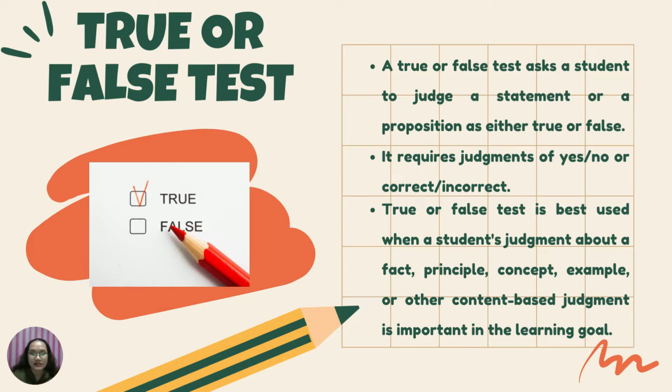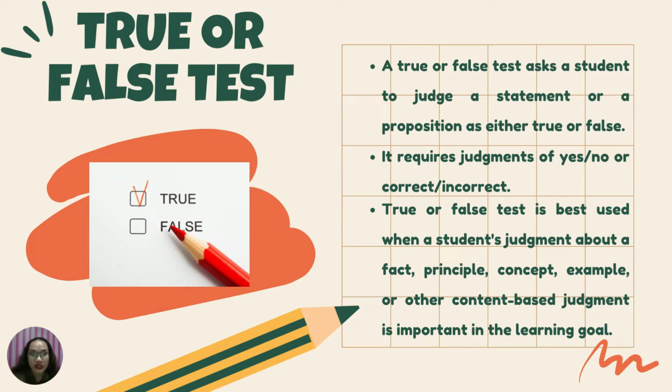So in this type of test, the students will make a judgment or a decision if the statement that they are reading is true or if the statement that they are reading is false. So it requires judgments of yes or no, or correct or incorrect, just like what I have mentioned a while ago. A true or false test is best used when a student's judgment about a fact, a principle, concept, example, or other content-based judgment is important in the learning goal.